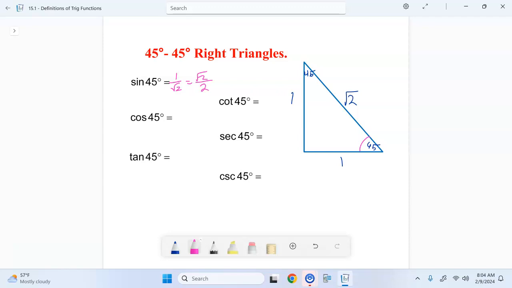Cosine of 45 degrees. Also root 2 over 2. Because the opposite side and the adjacent side are the same. So cosine and sine are going to be equivalent. Tangent. 1. Cotangent. 1. Secant. Root 2. We take that reciprocal. Root 2. And then since sine and cosine are the same, secant and cosecant also have to be the same. Root 2.